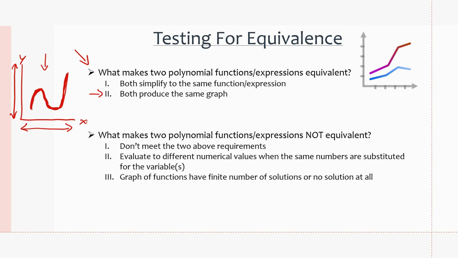And finally, if we test these two and we can't really say that they're not equivalent from these two tests, we go to number 1 here, and we go to these two criteria up here, and we see by simplifying if they simplify to the same expression, or we just graph them and see if they produce the same graph. And that's pretty much it.